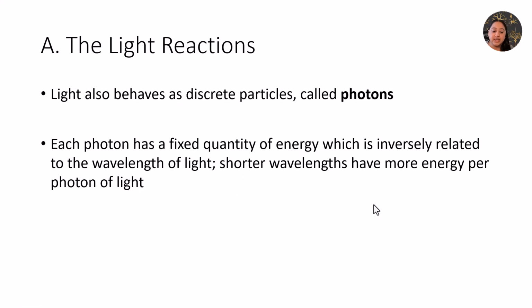So light can act like waves. And light is also interesting in that it behaves like discrete particles called photons. Each photon has a fixed quantity of energy that is inversely related to the wavelength of light. So shorter wavelengths actually have more energy per photon of light.